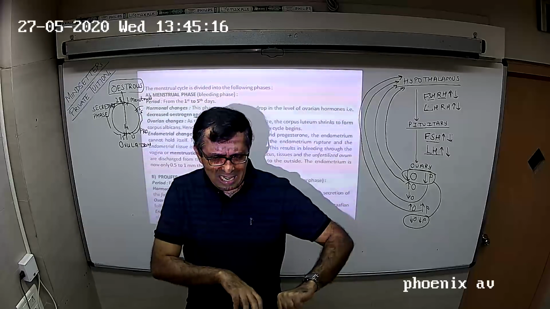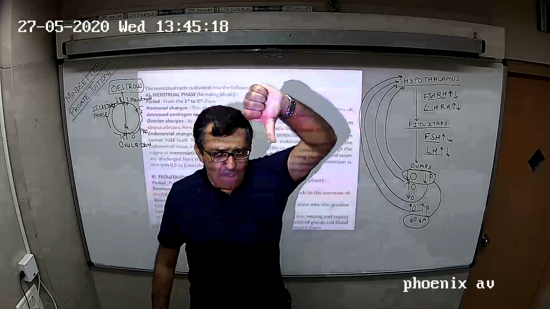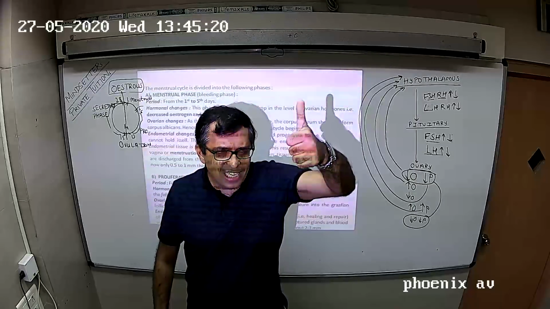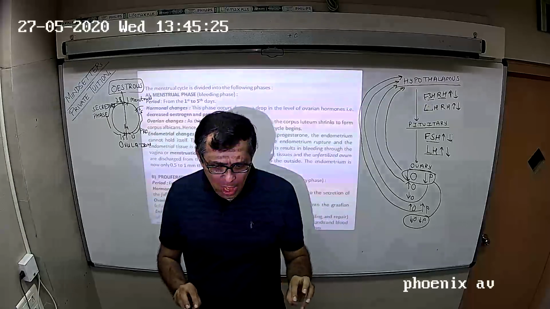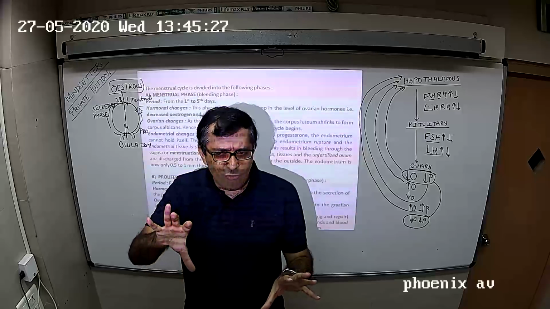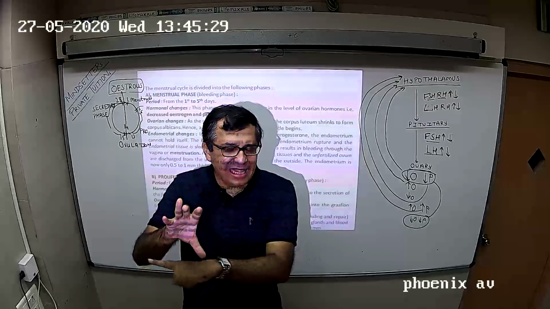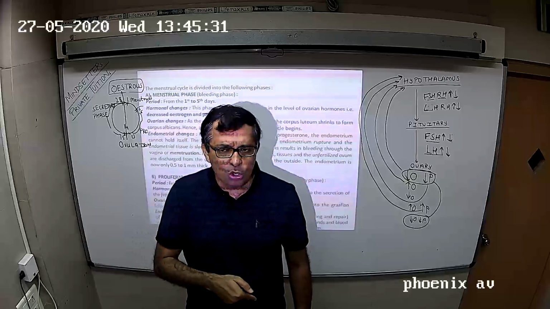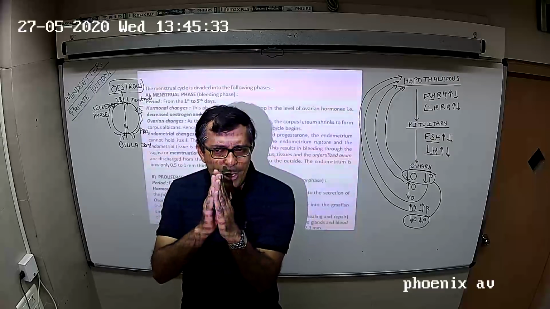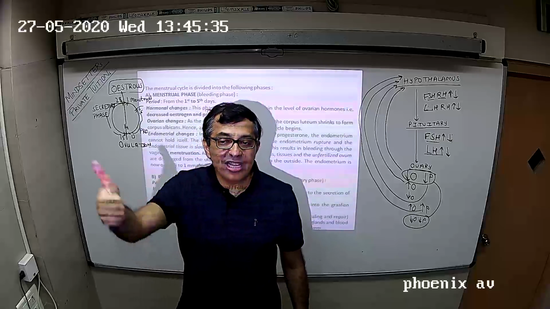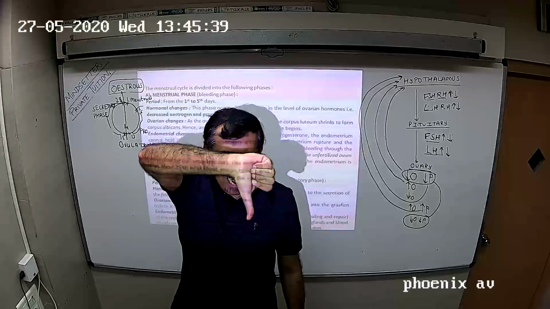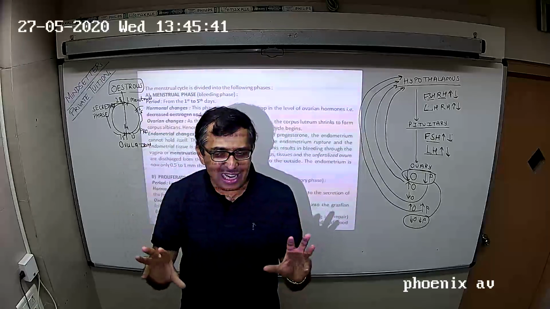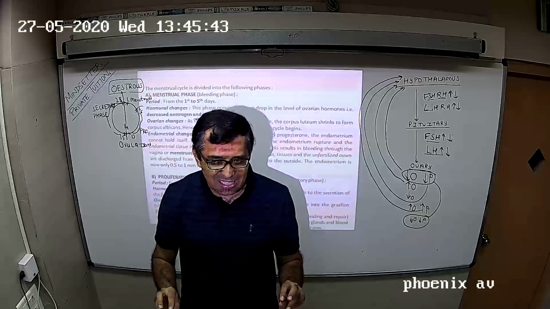Once again, luteum becomes albicans. Estrogen and progesterone less. Less estrogen, positive feedback. FSH high. FSH stimulates many primordial follicles. One of them becomes the secondary follicle. FSH stimulates theca interna, estrogen. Estrogen repairs the endometrium. High estrogen, negative feedback. FSH becomes less. In the absence of FSH, other follicles undergo degeneration called atresia.